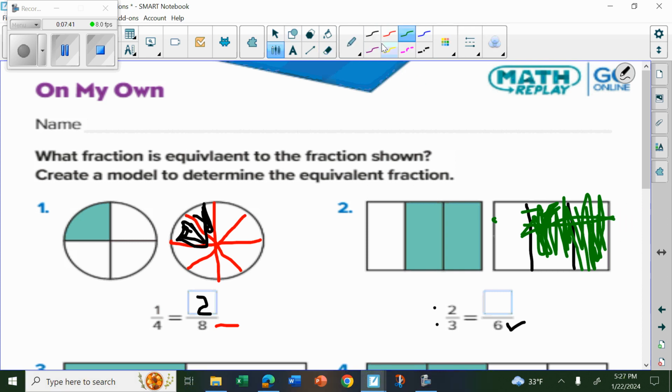Now, what if I cut this right down the middle? How many parts are now shaded? Well, let's look at that. We have 1, 2, 3, 4. We have now 4 out of 6. It's the exact same part of the rectangle that this was. It's just broken up into more pieces.